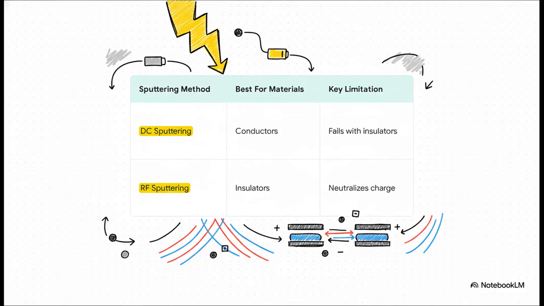So how do you get around this? How do you sputter an insulator? Well, you switch the power source. You go from direct current, or DC, to radio frequency, or RF. As you can see here, DC sputtering is the king for anything conductive. But for insulators, oxides, nitrides, ceramics, you need RF. By flipping the voltage back and forth millions of times per second, the RF field attracts electrons during one half of the cycle, and that neutralizes the positive charge that built up during the other half. It completely solves the charge-up problem.